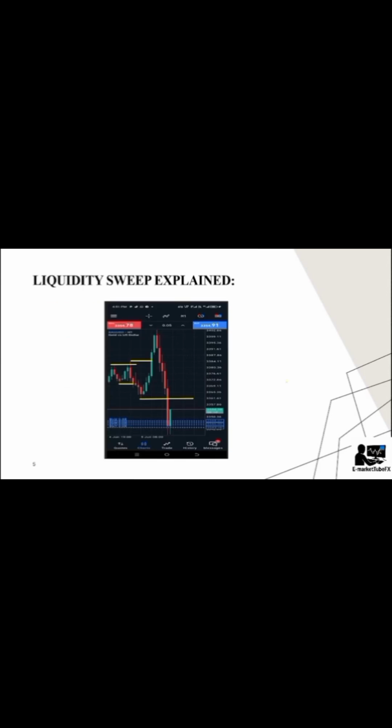Now, I repeat, on the forex market, price moves for two reasons. Market makers move price for two reasons. Price moves, one, to sweep liquidity. So price moving to sweep liquidity is what I'm explaining to you at this very moment. After price swept liquidity here, it reversed.